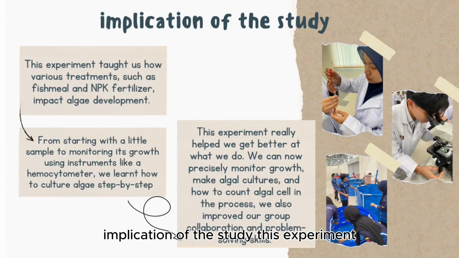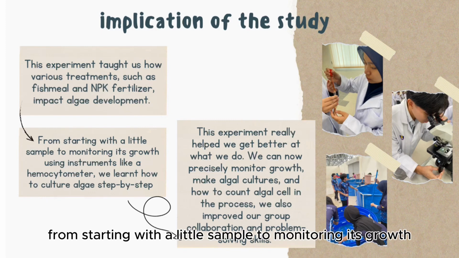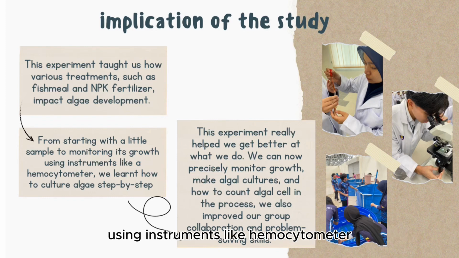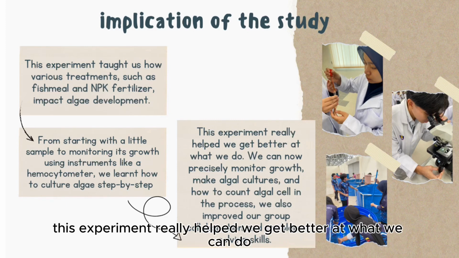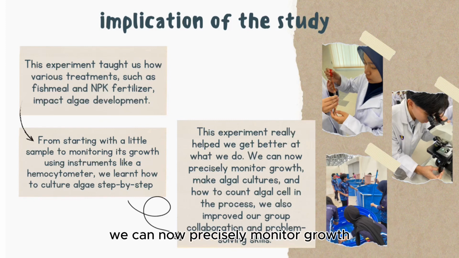Implication of the study. This experiment taught us how various treatments such as fish meal and NPK fertilizer can impact algae development. Starting with a little sample and monitoring its growth using instruments like the hemocytometer, we learned how to culture algae step by step. This experiment really helped us get better at what we can do. We can now precisely monitor growth, make algae cultures, and count algae cells. We also improved our group collaboration and problem-solving skills.